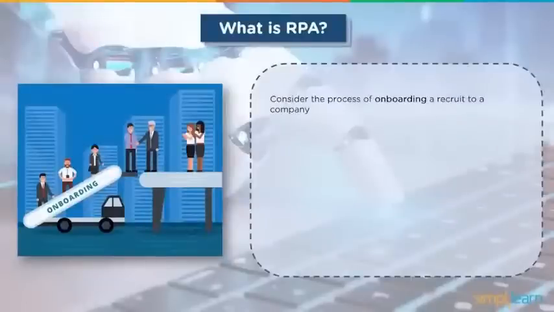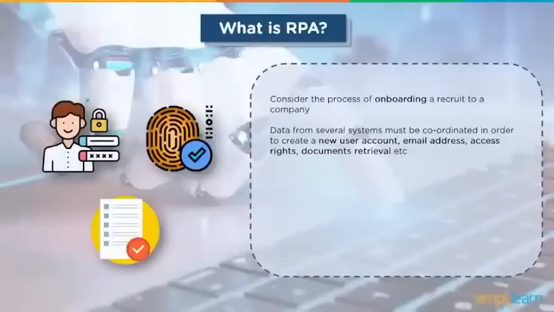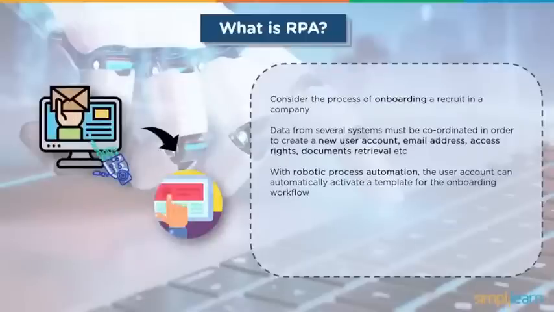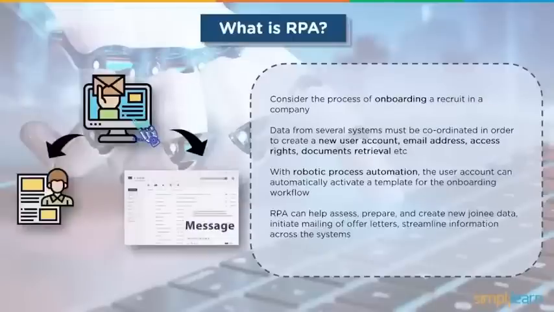Consider the process of onboarding a recruit to your organization. The whole process will involve tasks like creating a new user account, a new email address, access rights, documents retrieval, and so on. So instead of doing all of this manually, one can automate the process. With RPA, the user can automatically activate a template for the onboarding workflow. RPA can help assess, prepare, and create new joinee data, initiate mailing of offer letters, and streamline the information across different systems.